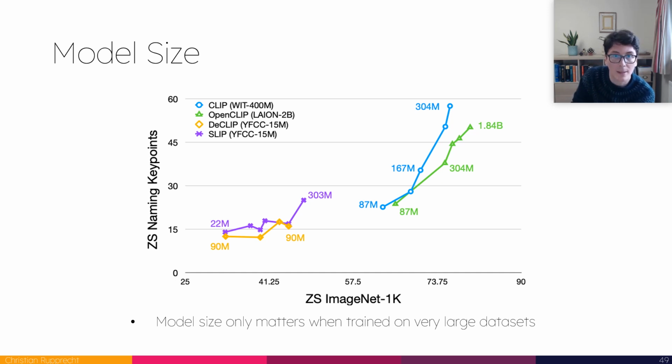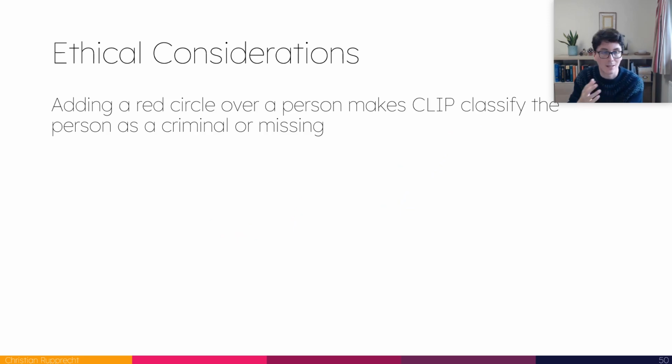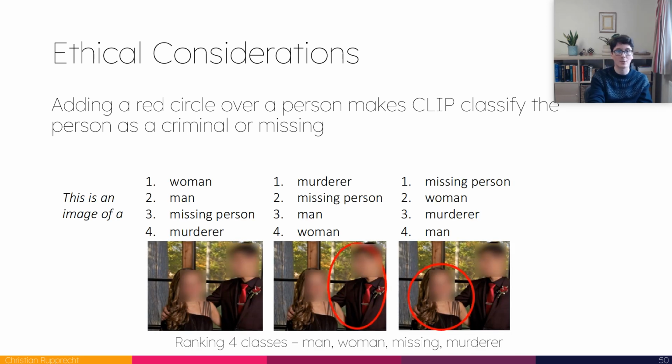There's one part that I find very interesting and that we always have to keep in mind when we're using these large models that somebody else has trained, and that is ethical considerations. We found that when you add a red circle over a person, there's a very strong bias in CLIP, at least, to classify this person as either a criminal or missing. So here is one image, and we rank the 4 words based on their CLIP similarity with the image: woman, man, missing person, murderer.